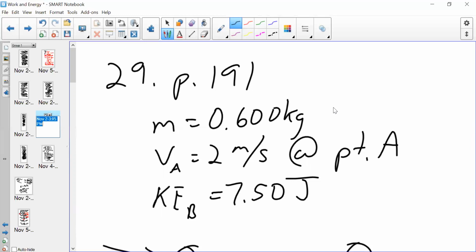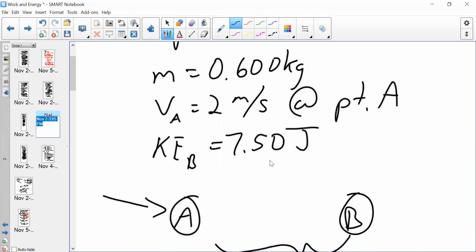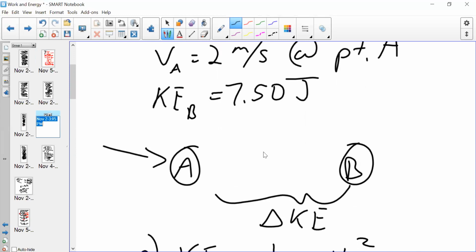So we have this 0.6 kilogram particle has a speed of 2 meters per second at point A, whatever point A is, and kinetic energy of 7.5 joules at point B. Okay, so mass 0.6, write down stuff that we know. At some arbitrary point A, we can take a picture of it, measure the speed at that point. It's 2 meters per second at that point. Kinetic energy at B is, take another picture, 7.5 joules. Here's A to B, change in kinetic energy here to there.